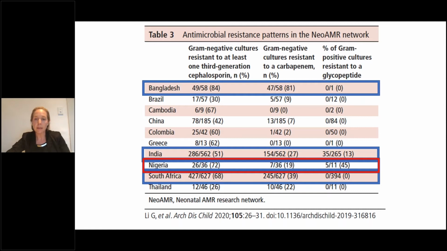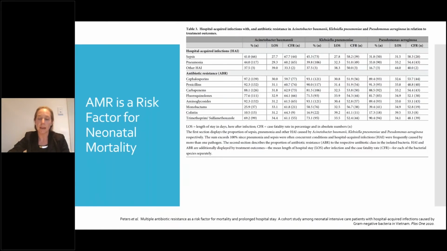And then even in some countries, this is further added by the burden of resistance in their gram-positive organisms. So you can see in Nigeria, for example, a very high rate of vancomycin-resistant MRSA was elucidated alongside quite significant gram-negative resistance in their infectious pathogens that are causing infections in neonates. So we're gradually seeing across the globe a really increasing development of antimicrobial resistance in many health settings.